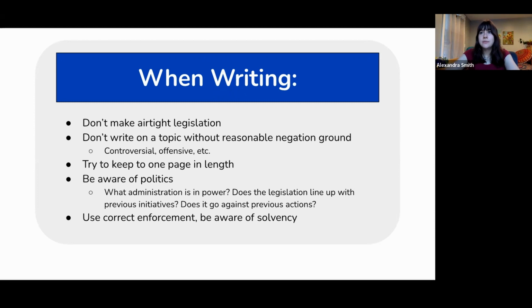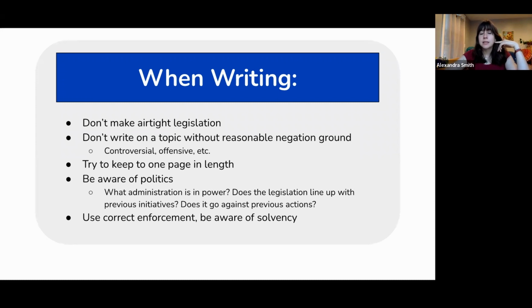What that means is give the negation a little bit of ground to debate. If you are making something that just does not have negative ground, or was already proposed and passed by the actual Congress between submission to the tournament and when the legislation is being debated, it's really difficult to come up with negation ground, and you want it to be a fairly even debate. Don't write on a topic without reasonable negation ground.